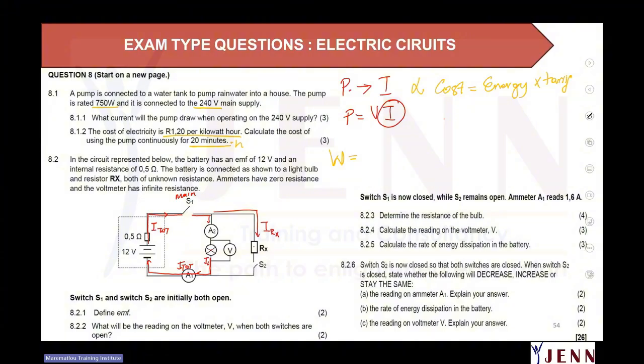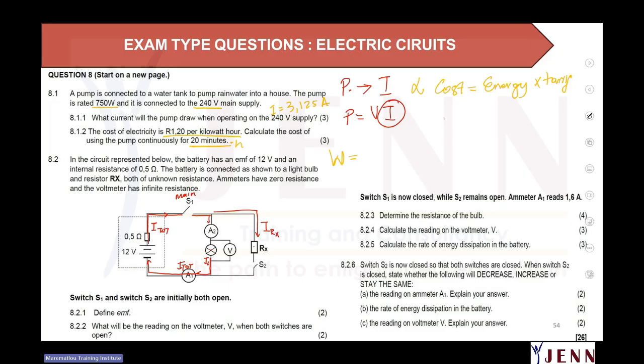Did you manage to get the current there? Talk to me. Did you get the current for 8.1.1? So that is 750 divided by 240. So the current that it was operating at was 3,125 amperes. Okay, now we need to calculate energy.